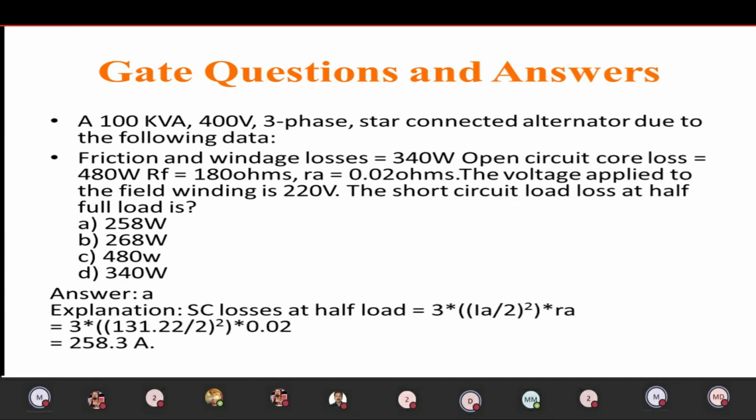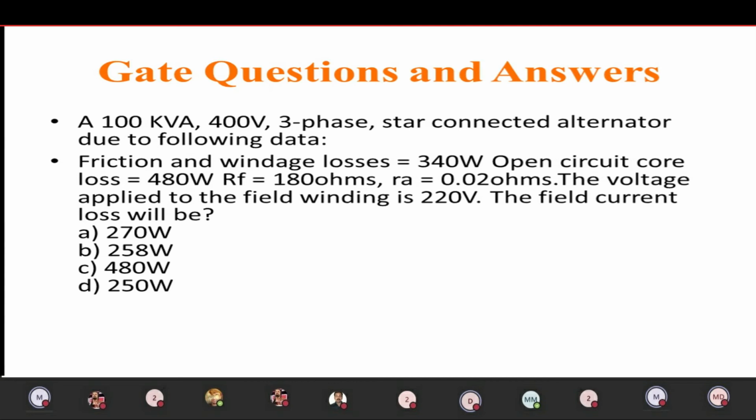So the answer is, the short circuit losses at half load is equal to 3 into (IA divided by 2) squared into RA. Here the IA is identified by using the 100 kVA, 400 volt, so we can identify the armature current. Then applying RA equal to 0.02, the short circuit loss is equal to 258 watts.